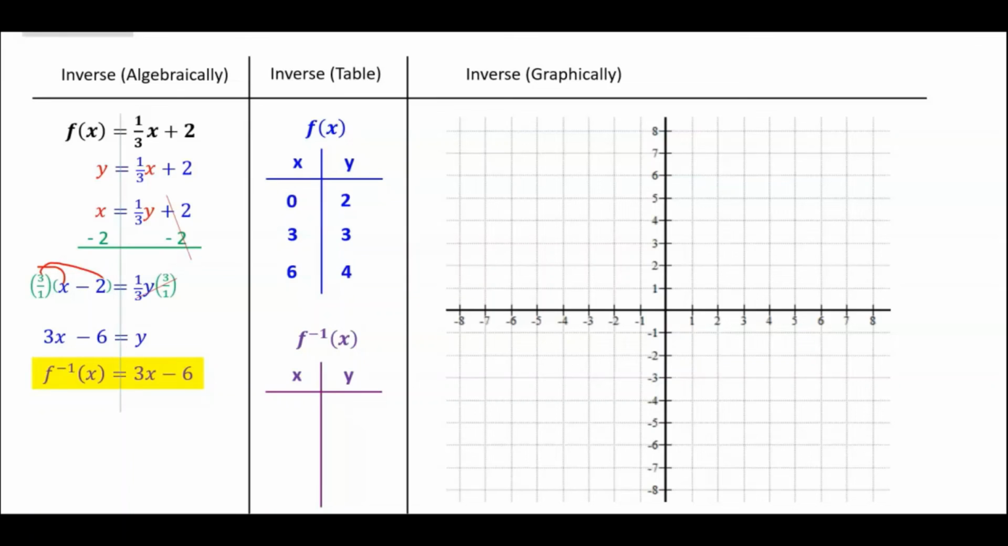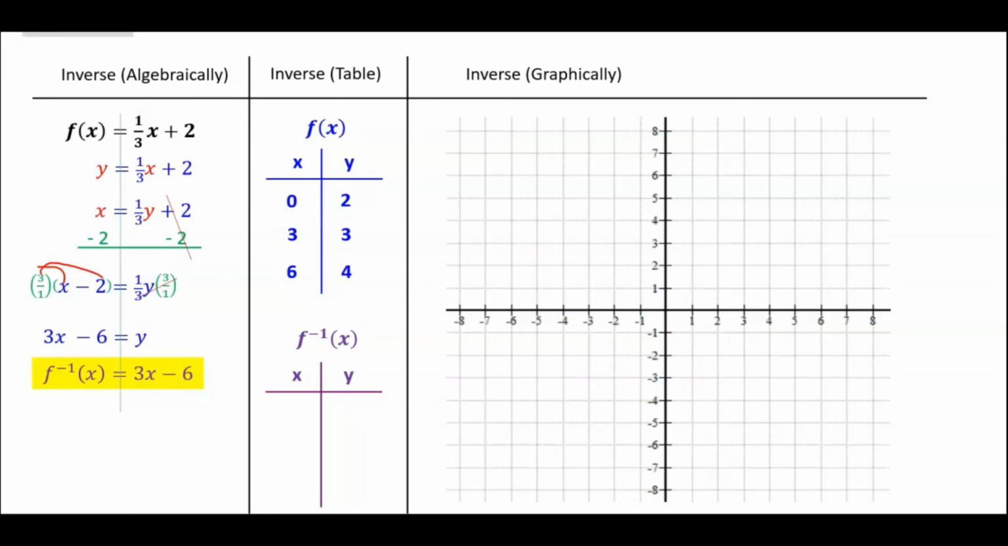Now, let's see if y'all remember, because I think we did this last year in algebraic reasoning. What do I do to that table to get the inverse? Flip. Switch x and y. That's all you got to do. Remember, inverses is just a bunch of switching x and y.